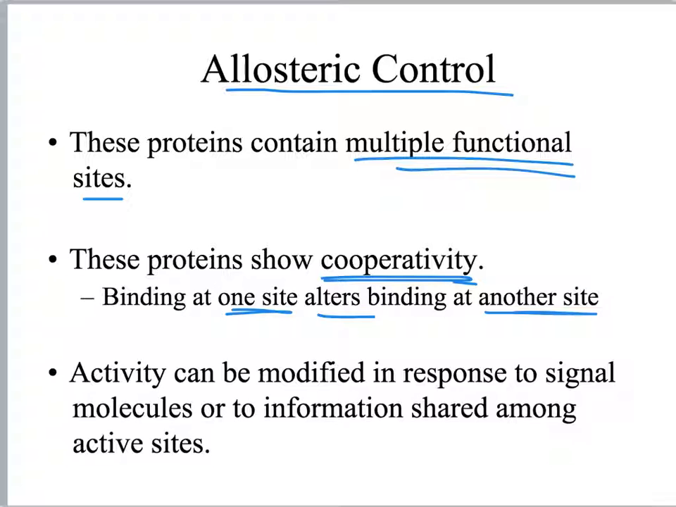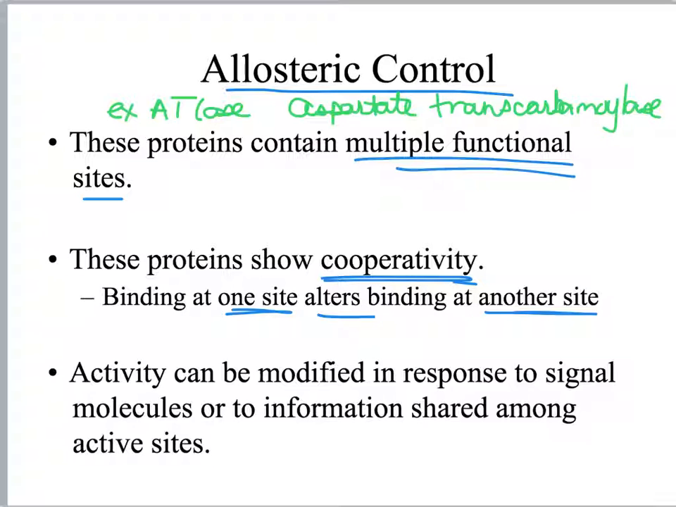Now, an example of allosteric control would be the enzyme, change colors here. So an example is ATCase. And this is aspartate transcarbamylase, okay, otherwise just referred to as ATCase.